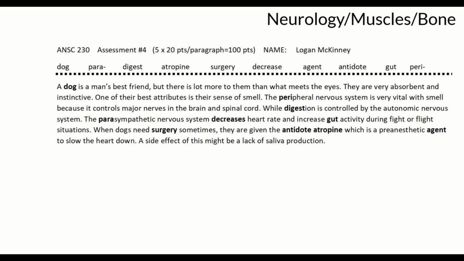I think in this case you used all the words except agent. I guess I don't see agent. Oh, there it is right there. Is a pre-anesthetic agent. Okay, that's good. Okay, antidote. Yeah, they are given the antidote atropine. Well, you've got to say atropine is an agent, a pre-anesthetic agent, and in some cases it's an antidote to some poisonings like organophosphate poisoning.